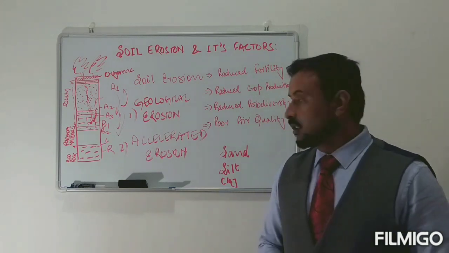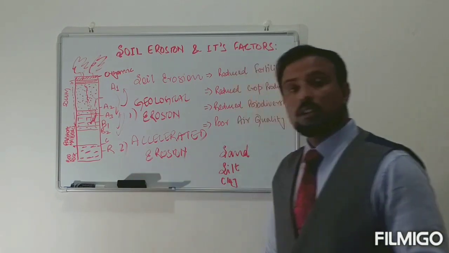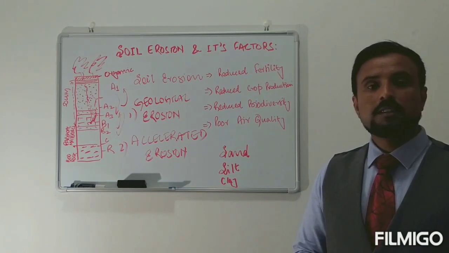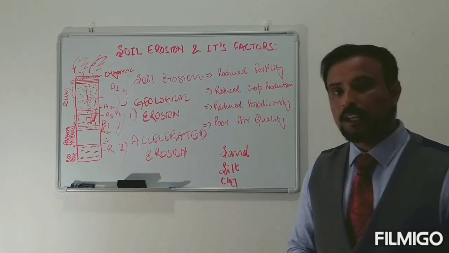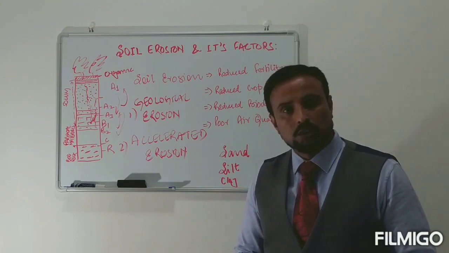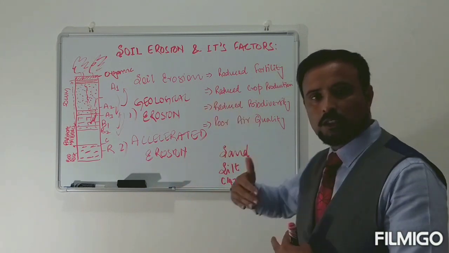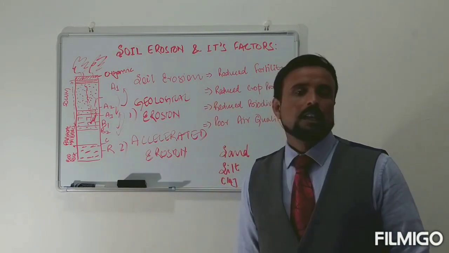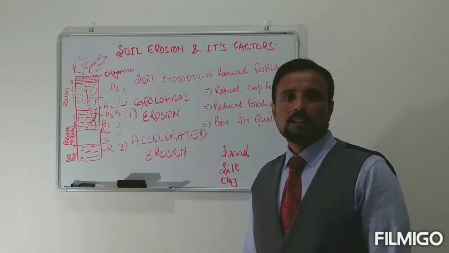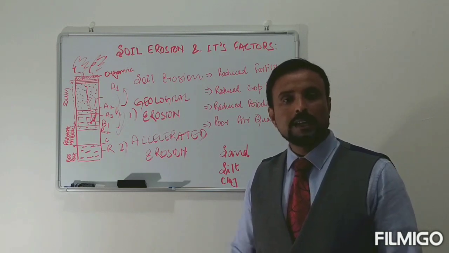Now, if I have to say what factors are responsible, there are three major factors responsible for this kind of erosion. One is wind, second is water, and third is tillage erosion. So if I categorize my lecture into parts, I will discuss soil erosion by wind first, then soil erosion by water second, then soil erosion by tillage.